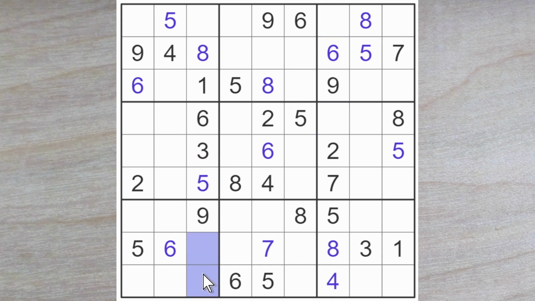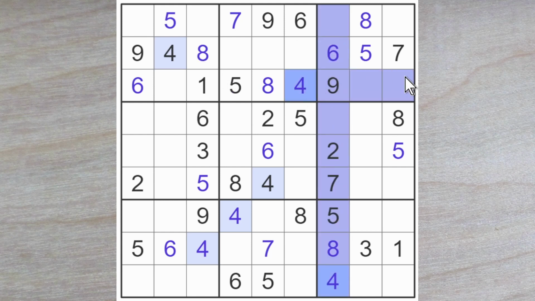And we know that one of these must be a 4. Now this 4 blocks this square, so a 4 goes here. A couple of 4s now block across, while 1 blocks down. Here's a 4. And that takes care of the 4, 7 we had up here. And also this 4 blocks up now. This 4 blocks across, so here's also a 4.